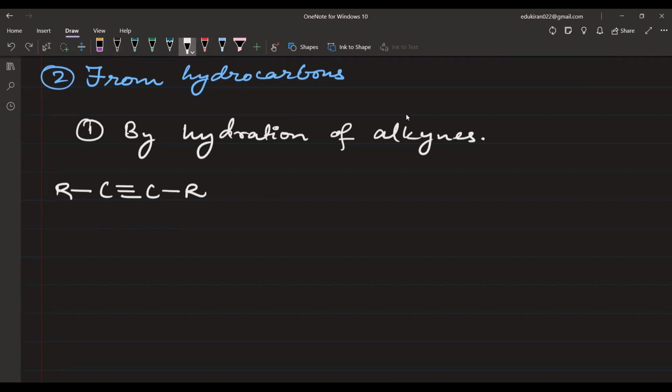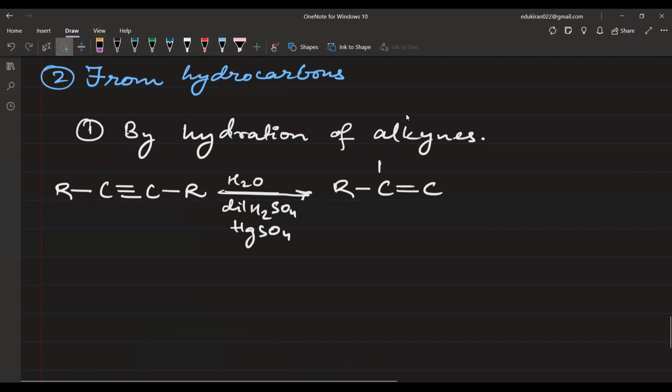Whenever you are going to add anything on a multiple bond, one of the pi bonds is going to break. So in the reagent, you are going to write H2O, dilute H2SO4, and HgSO4. Now R, C double bond C, and then you have OH. Let me get some space.